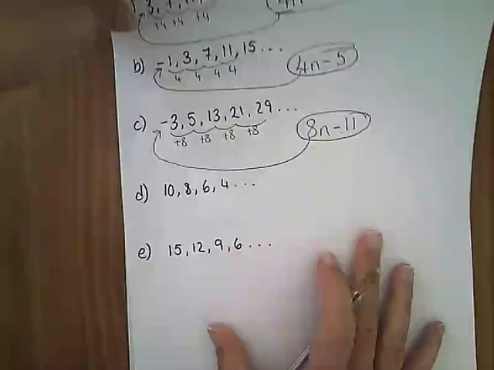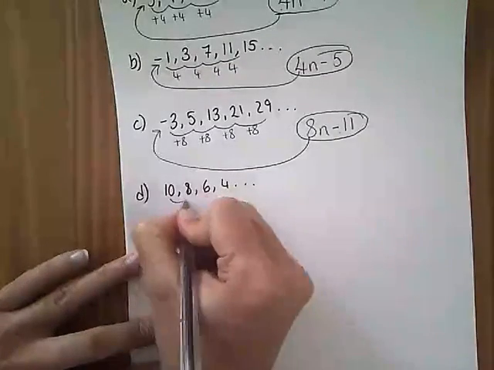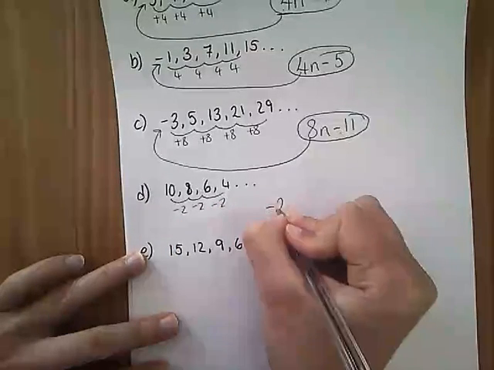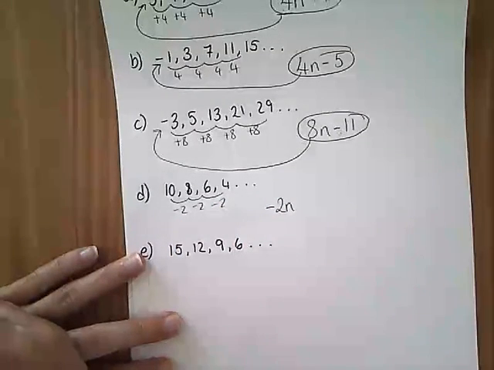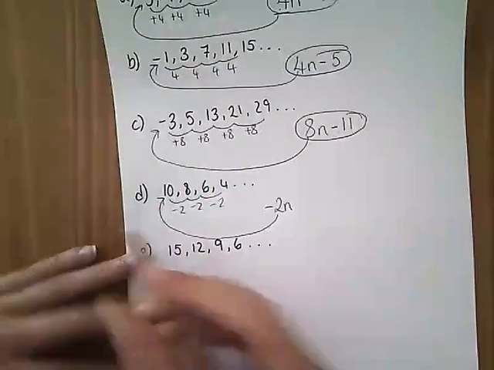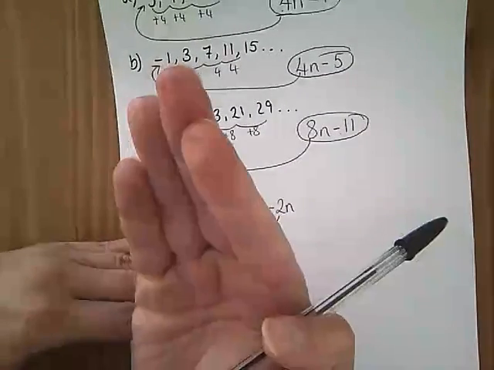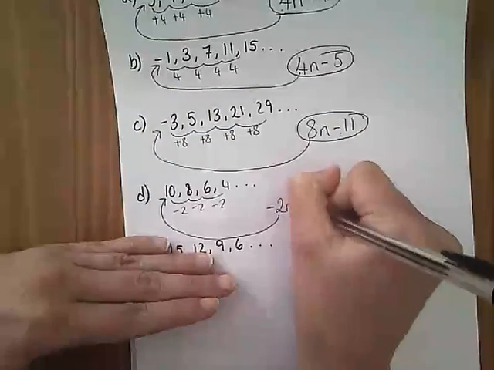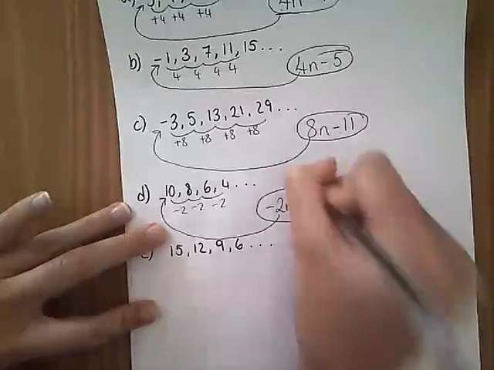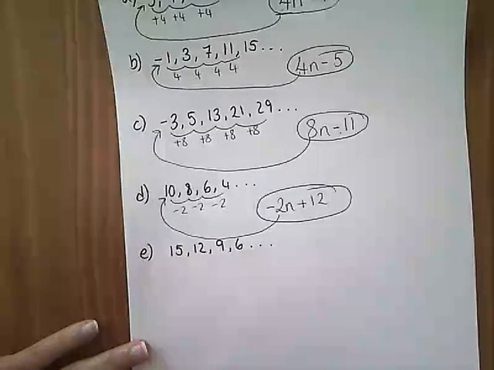Okay, slightly trickier now because we're going down. So what are we doing to go from each term? We are taking away 2. So that number goes in front of n, so it's minus 2n. I then have to say, how do I get from minus 2 to 10? So I'm on minus 2 and I've got to go all the way up to 10. So that means I need to add 2 to get to 0 and then another 10. So in total, I've added 12. So the answer is minus 2n plus 12.